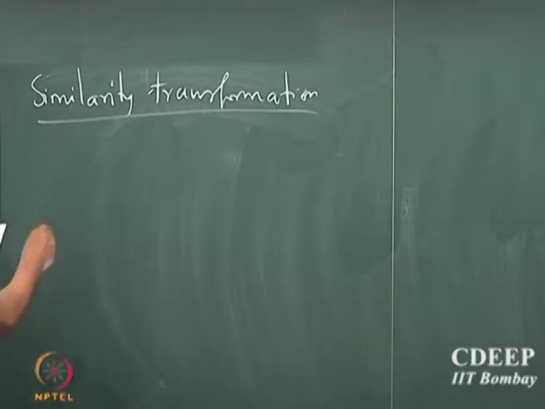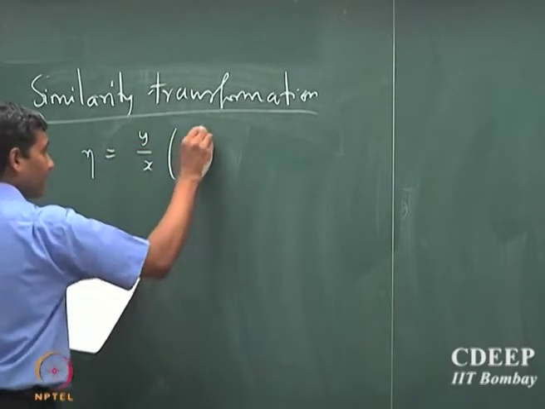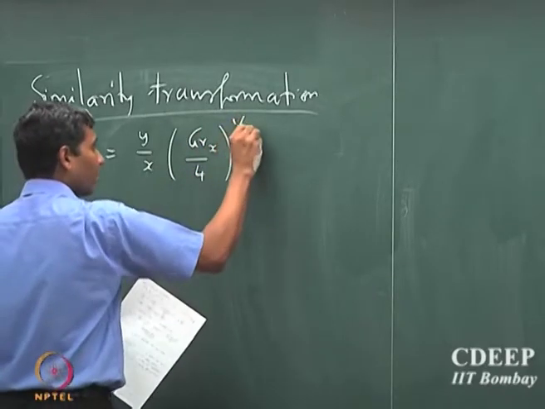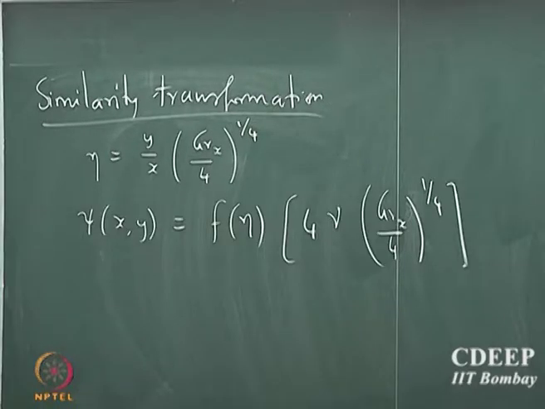Okay. So we are going to introduce a similarity variable, which is eta equal to y by x into the local Grashof number by 4 to the power of 1 by 4. It's not magic that these expressions have come through. People have done careful, detailed analysis of the model equation and scaling in order to get these. It's out of the scope of this course, and we will not go into the details of how to get these similarities, but there is a formal method to do this. And then you define psi, which is essentially the modified stream function.